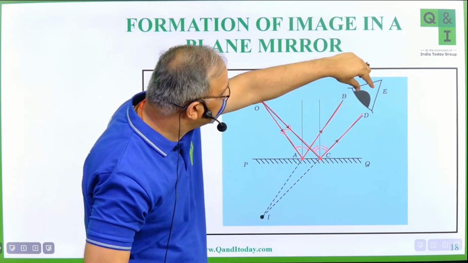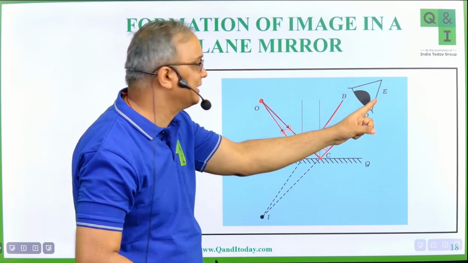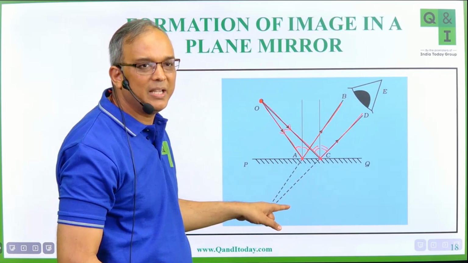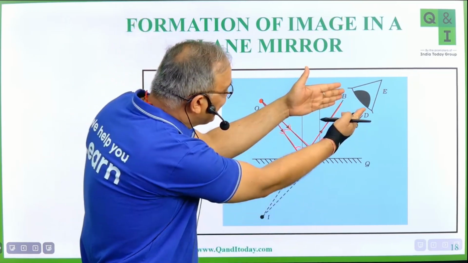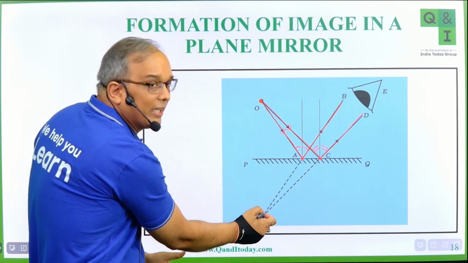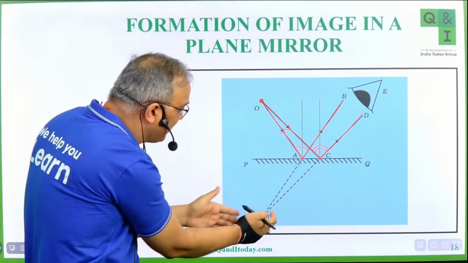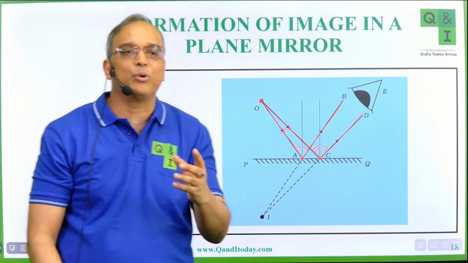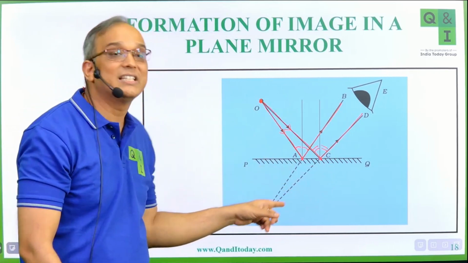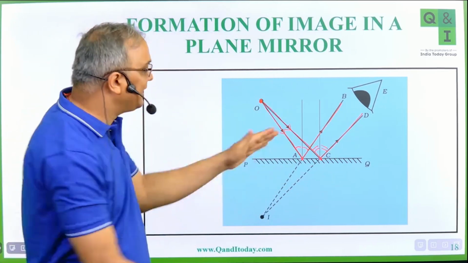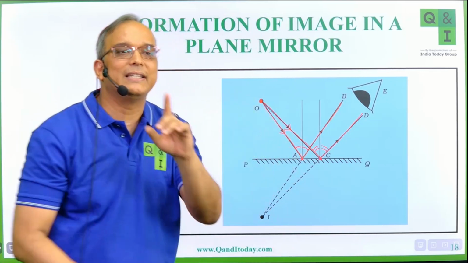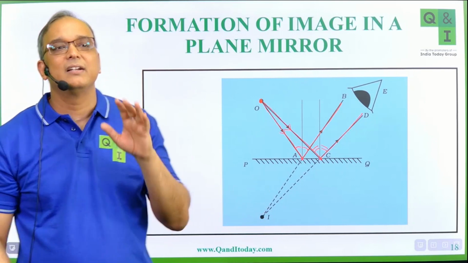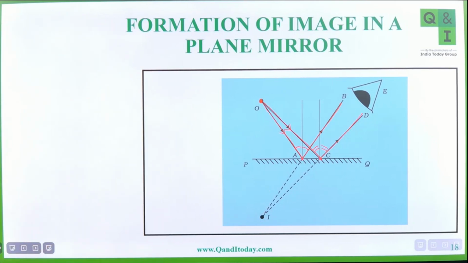So when this observer, this is the eye of the observer, looks at the image which is formed, the light rays will appear to be coming from this point. When light rays appear to be coming from some point, that image is called a virtual image. When the light rays actually meet at a point, that is called a real image. So here, what image is being formed? It is a virtual image. Clear?